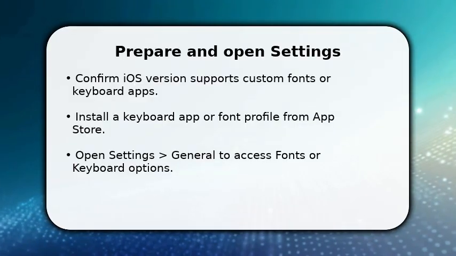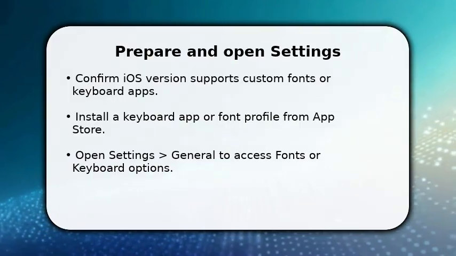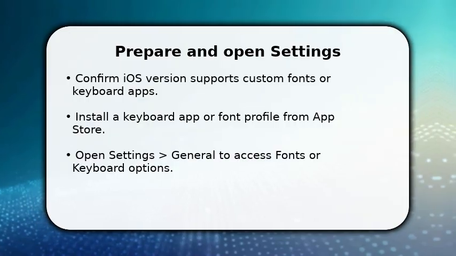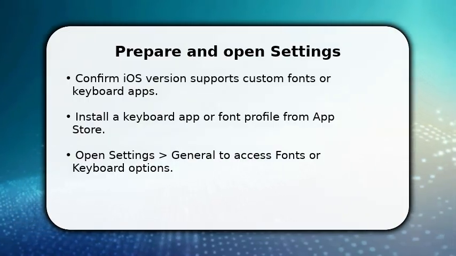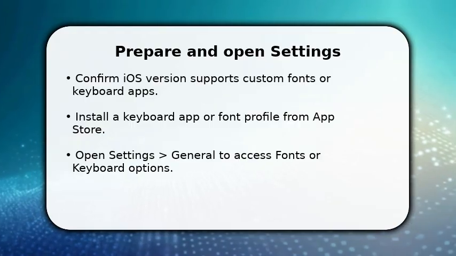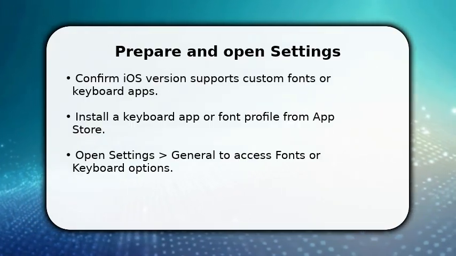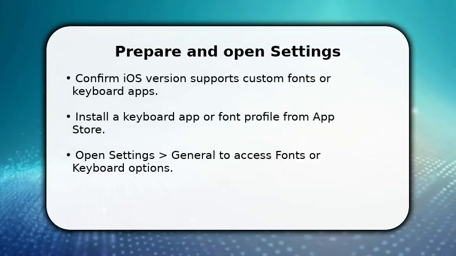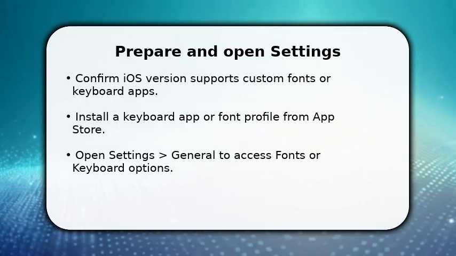You're starting immediately. Make sure your iPhone is updated and you've installed any keyboard or font app you plan to use. Now open Settings and go to General. If you added a font profile, tap Fonts. If you installed a third-party keyboard, tap Keyboard and then Keyboards. This step links the app to system settings so the keyboard can appear in apps.